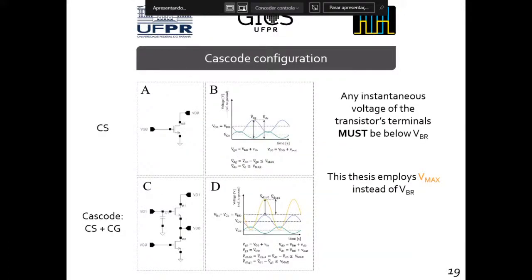The cascode configuration, which is presented in Figure C, is typically composed of two vertically connected transistors, the lower one as common source and the upper one as common gate. The reliability requirements in Figure D for the cascode are accumulative in relation to the common source configuration. In this thesis, the Vmax value is used instead of VBR.